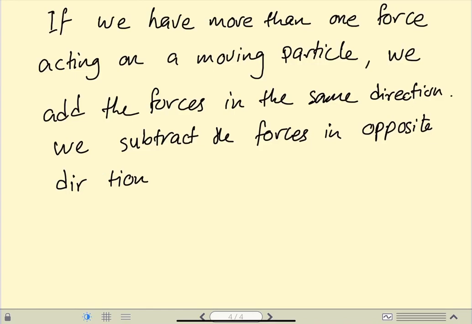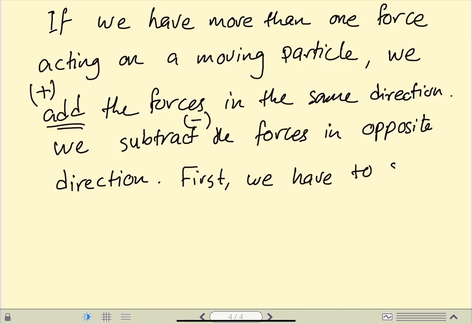Just let me fix this for the handwriting. All right, we add the forces in the same direction, and I'll be explaining this in the examples now, and we subtract the forces, they oppose each other. But we have to pay attention to a very important thing here. The most important thing, we have first to start with the main force.